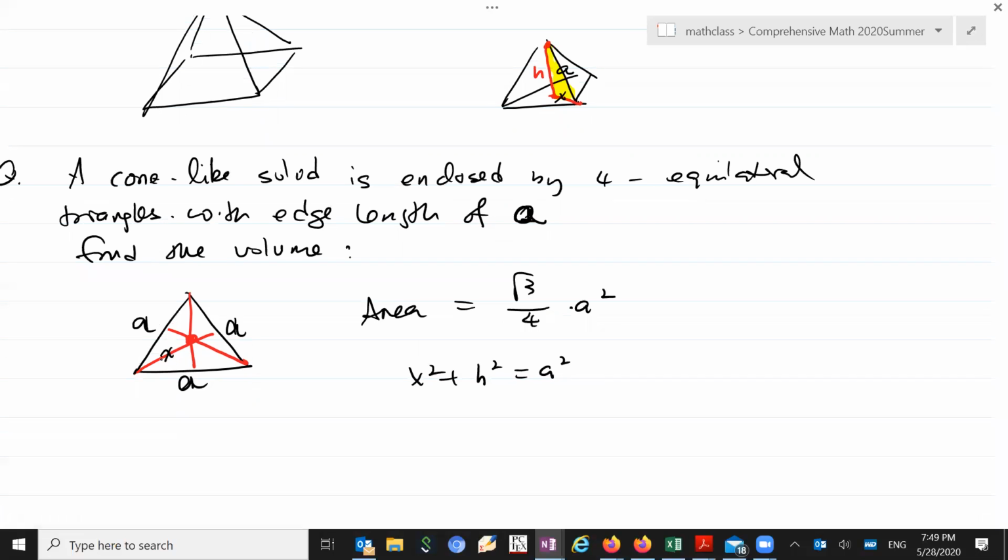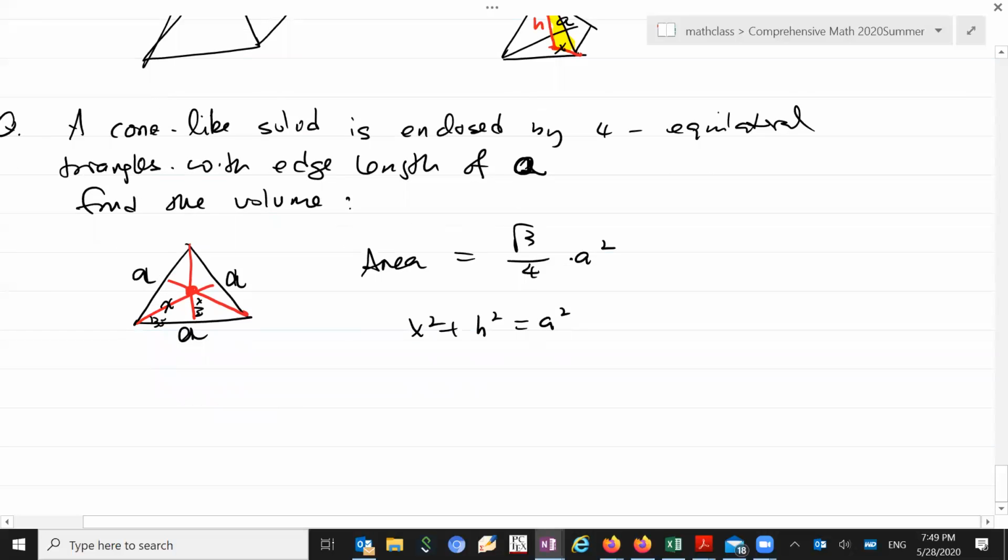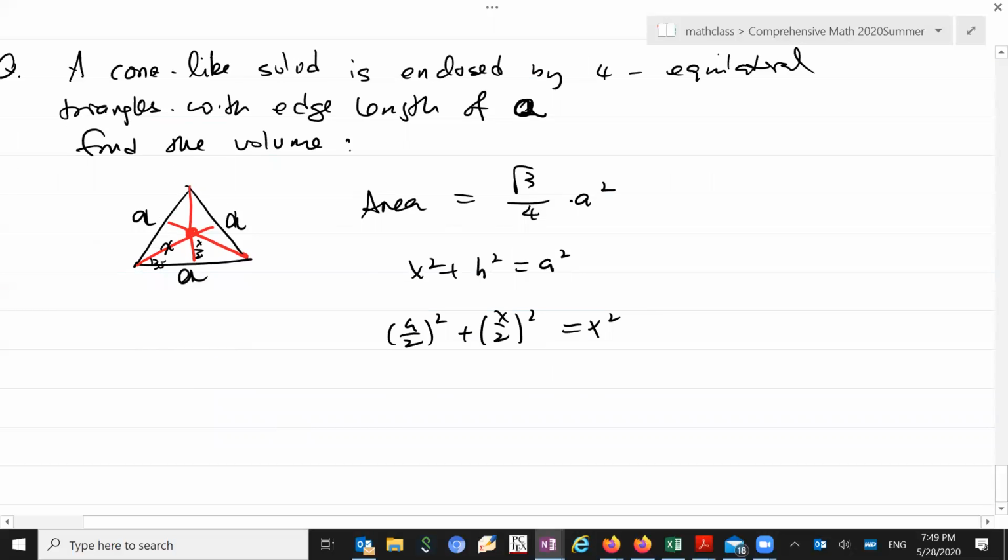So we can figure out X here. Use the edge length A. This is a 30-degree angle, so that's half of A. So I can find the relationship: half of A squared plus half of X squared equals X squared. We apply the Pythagorean theorem to this problem. So I can get X squared now. I just need X squared.